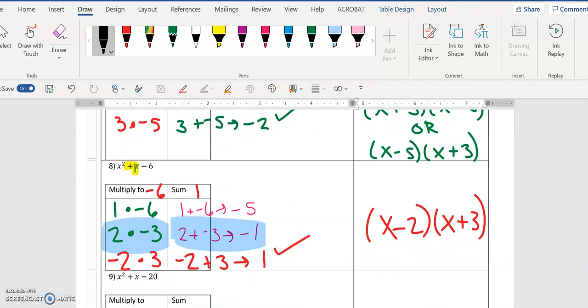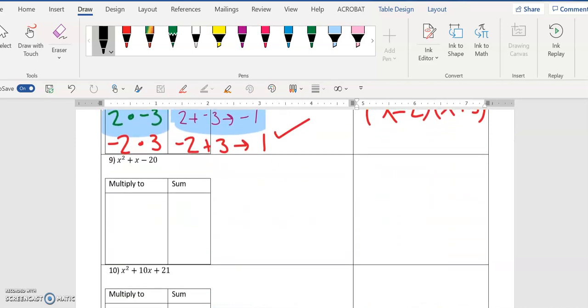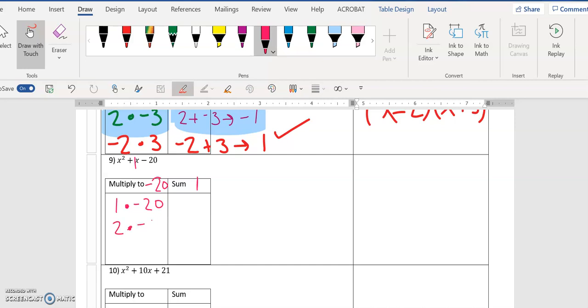Okay. Alright. Plus 2 minus 3. Number 9. We're doing well. Again, in number 9, we want to multiply to -20 and we're finding a sum of +1. That's because there's an invisible 1 in front of the x. So we have 1 times -20, 2 times -10, 4 times -5.